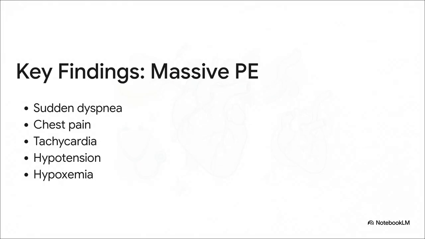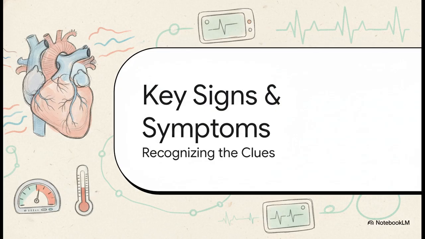The absolute hallmark of a massive PE is how sudden it is. One minute the patient might seem okay, and the next they are hit with this wave of severe shortness of breath, sharp chest pain when they breathe, a super fast heart rate, low blood pressure, and their oxygen levels just tank.